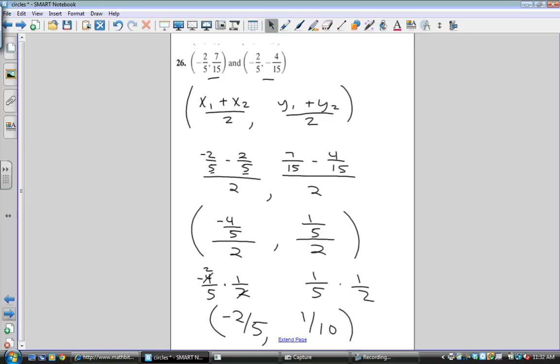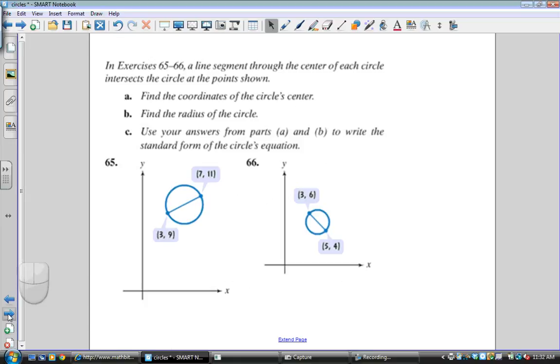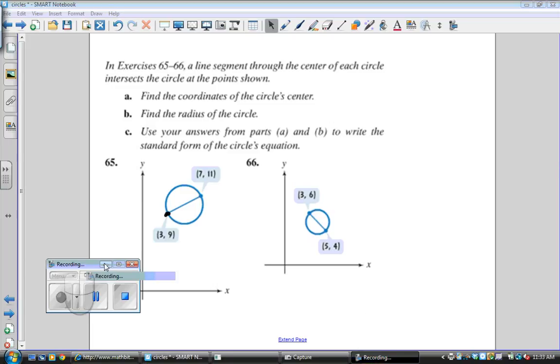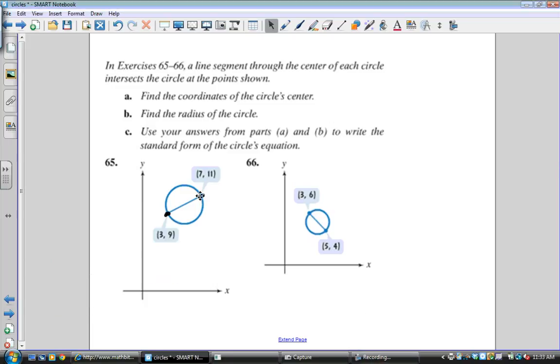Now let's look at the application where we're going to use our distance and midpoint formula. And I'm actually not going to work these 2 problems out. You are. I'm just going to kind of help you figure out what you need to do. So it says that the line segment through the center of each circle intersects the circle at the point shown. Okay, so let's just look at 65 here. So we've got 2 points. And then here's our other point. Okay, so it says find the coordinates of the circle's center.